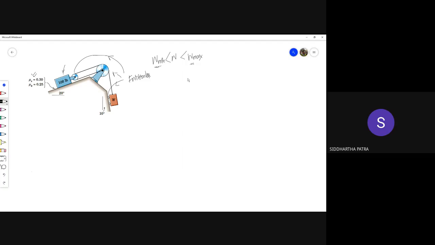So the situation is that being in equilibrium means that it is not moving either to the left or to the right. That means this 100 lb weight is not pulling the other weight upwards, or is not being pulled by the other weight. So when the whole system is about to move to the left, that's when we will have W min. And when the whole system is about to move to the right, that's when we have W max. Okay.